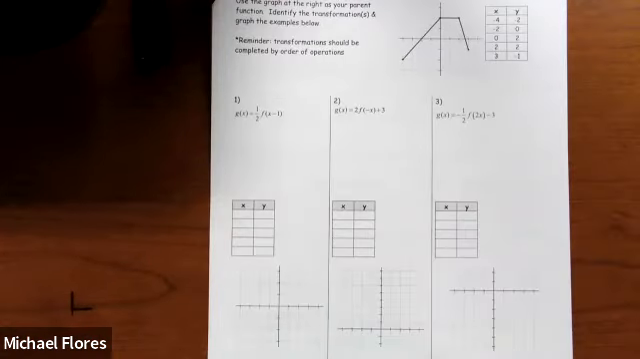And now we're on the last side of our notes. Use the graph at the right as your parent function. Identify the transformations and graph the examples below. Reminder, transformations should be completed by order of operations.